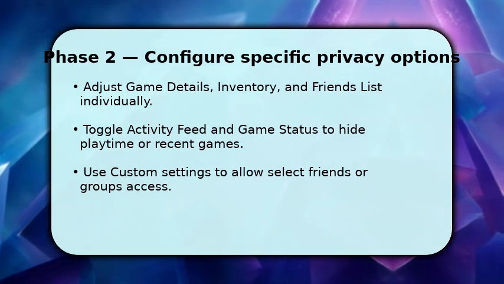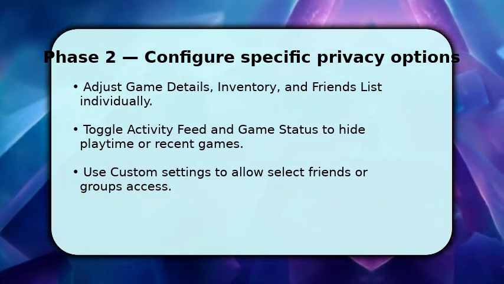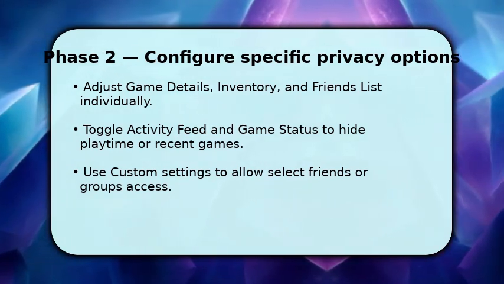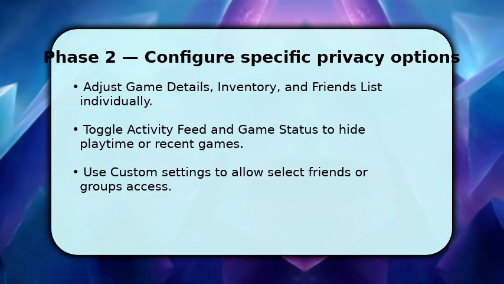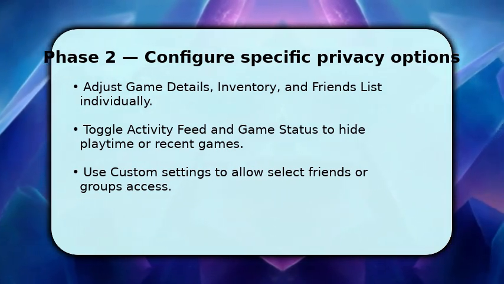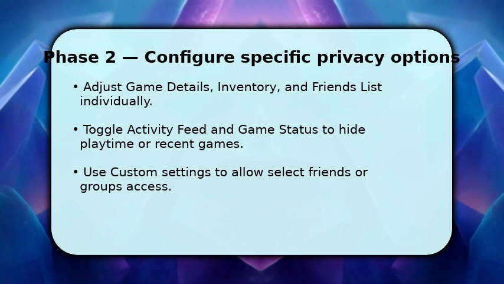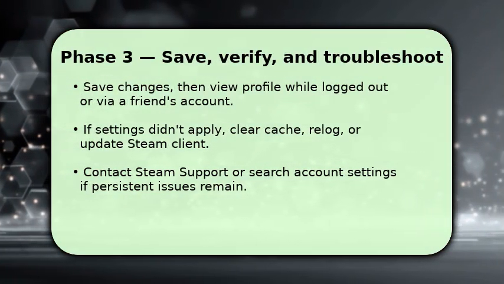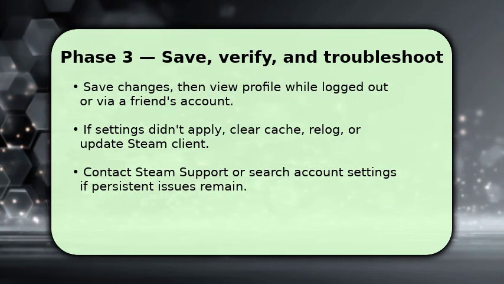Toggle activity and game status if you want to hide what you play, which reduces unsolicited friend requests. Once configured, review each line to confirm it matches your comfort level. Finish by saving settings, then verify visibility by viewing your profile while logged out or asking a trusted friend to check. This proves your choices took effect.